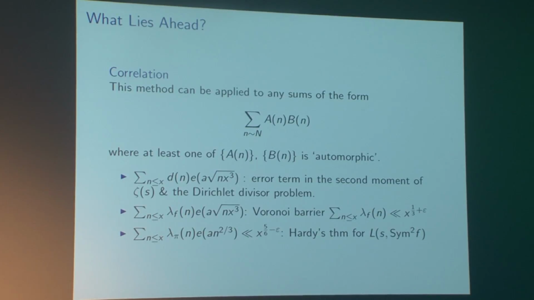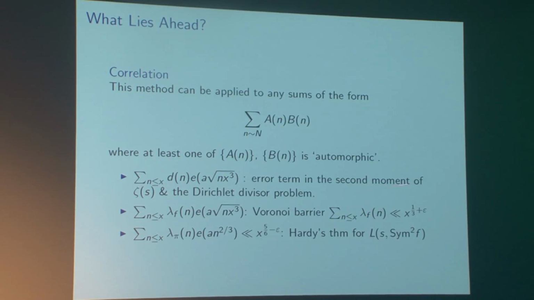Okay, so what lies ahead? Basically, this is a method to compute the correlation of two sequences, A_n and B_n, where we need at least one of them to have an automorphic origin. So here are some examples where we have such a problem.